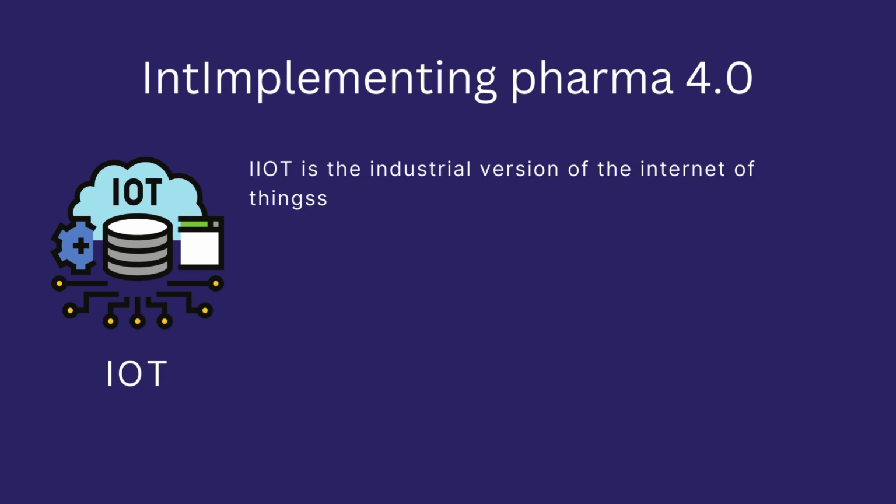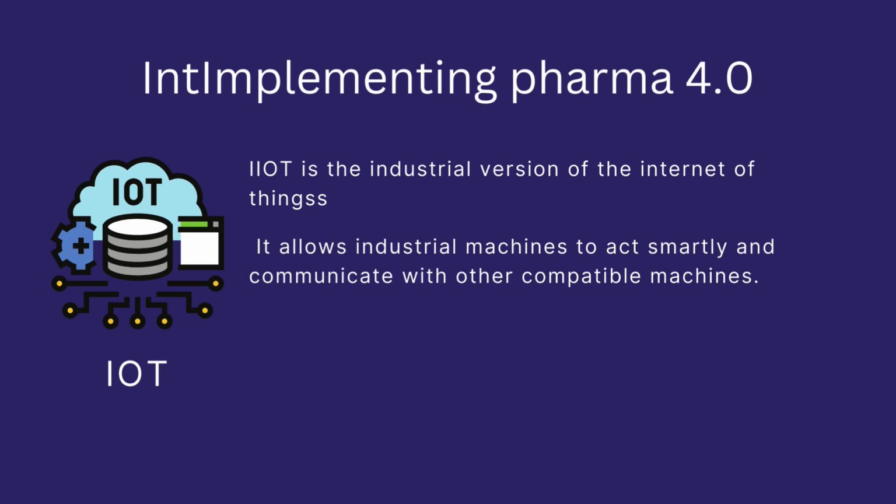IoT. Internet of Things is the industrial version of the Internet of Things. It allows industrial machines to act smartly and communicate with other compatible machines.